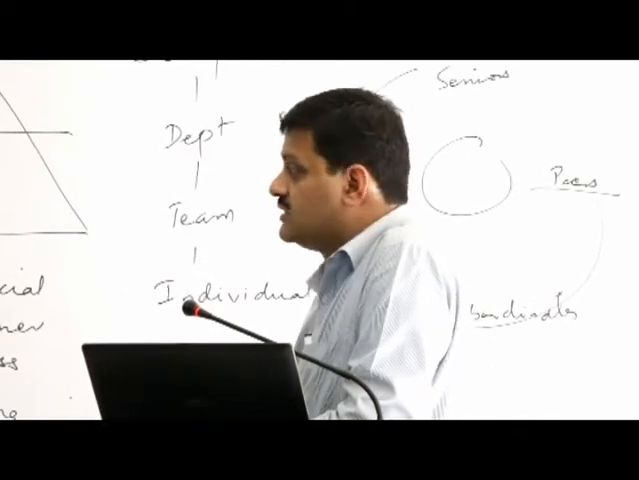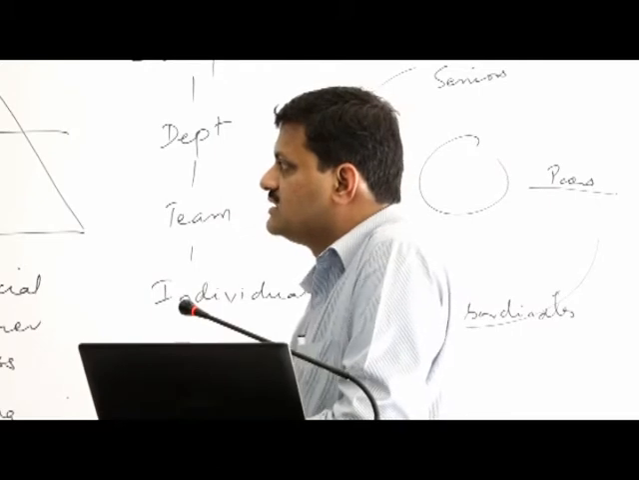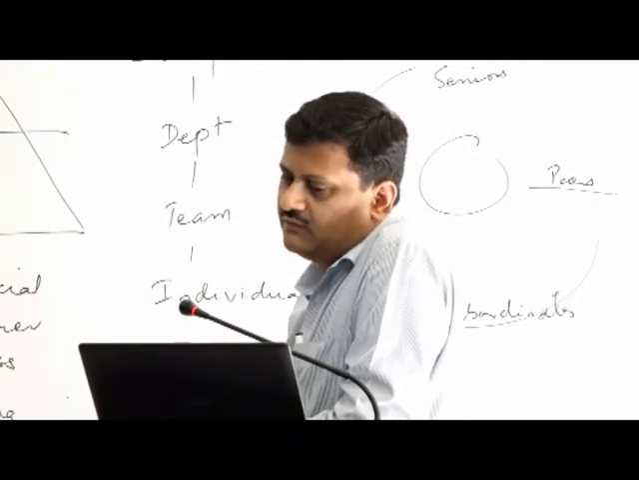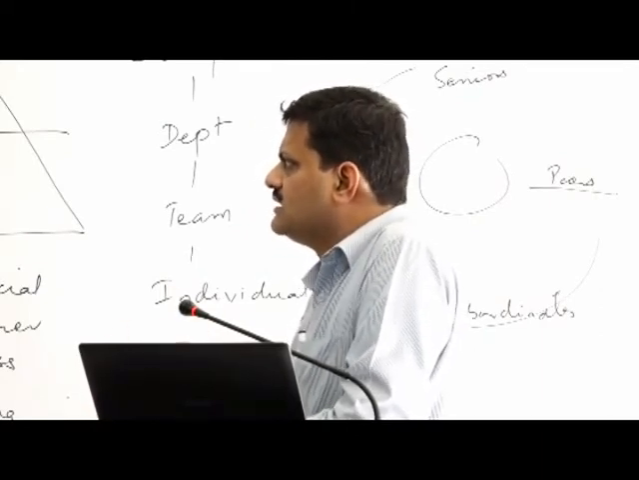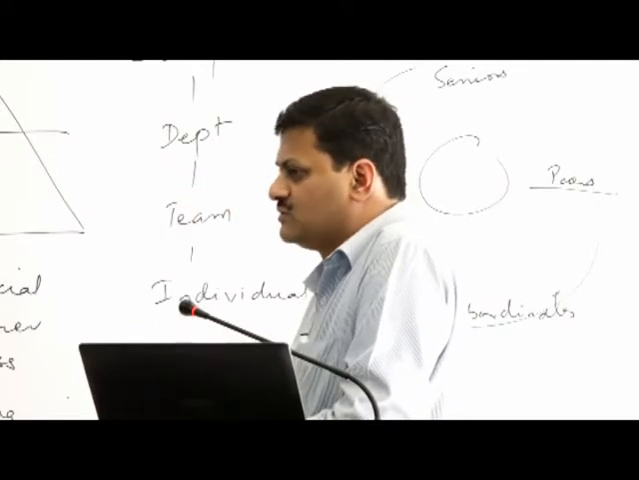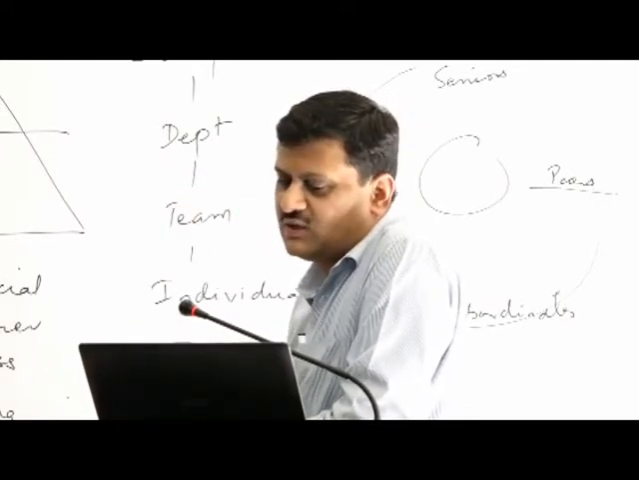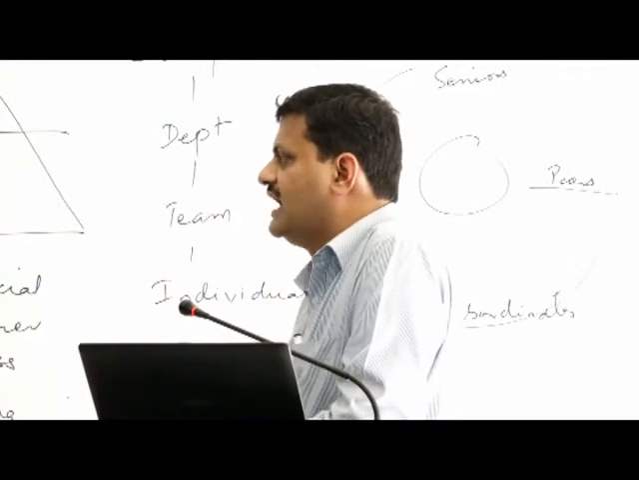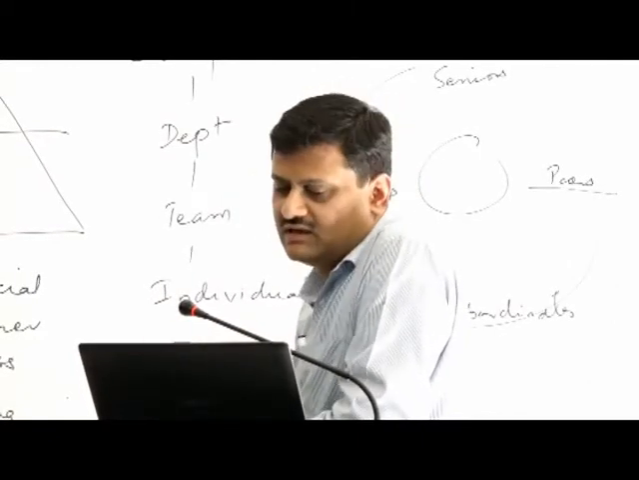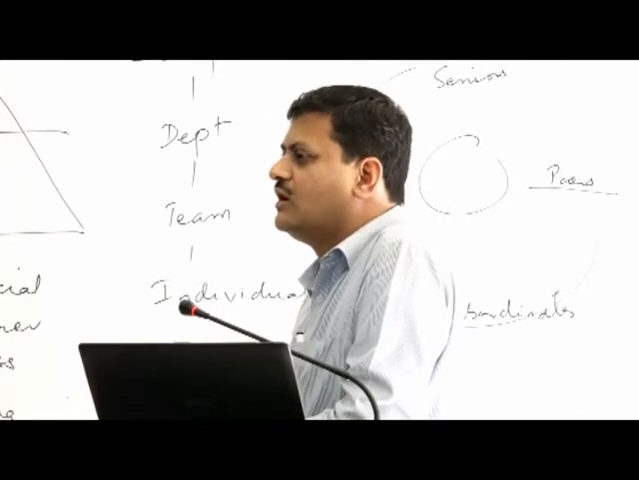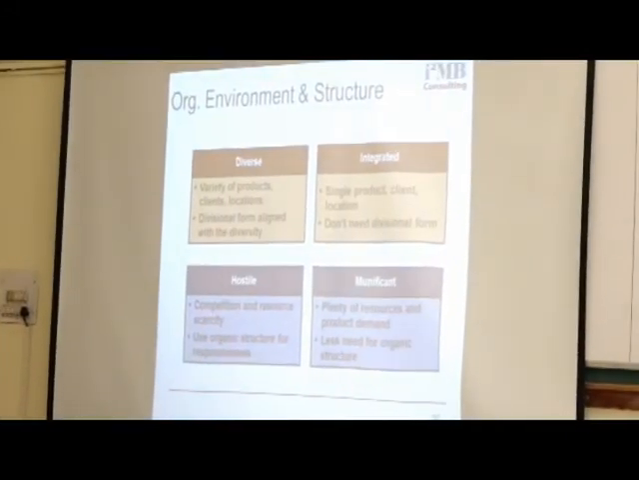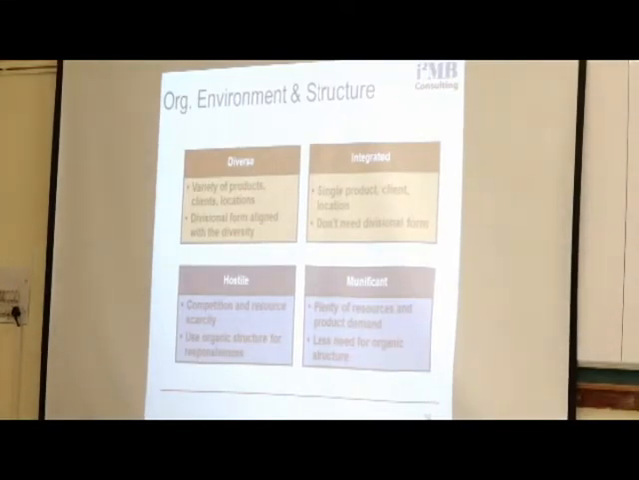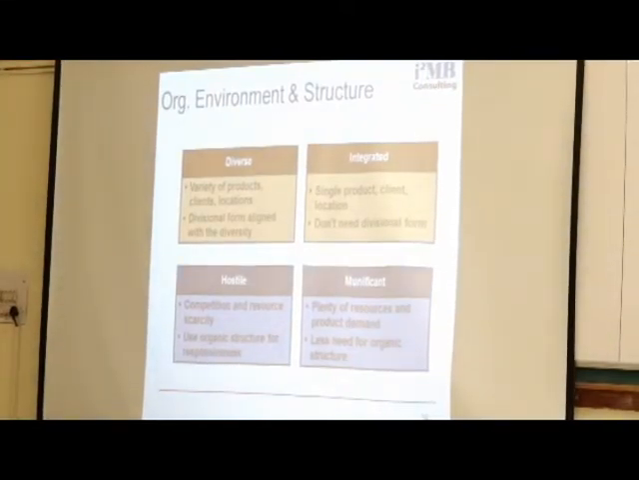The environment is diverse. We are talking about variety of product, client, location. Then a divisional form is preferred. When the environment is integrated, single product, single location, then a functional group can work. Okay. If the environment is hostile, it means there is huge competition or the resources are not available, then an organic structure, because it has to evolve as and when required. Okay. And if the environment is calm or beneficent, then we have plenty of resources, product is in demand, then it has to be mechanistic because there is a process through which material only flows.